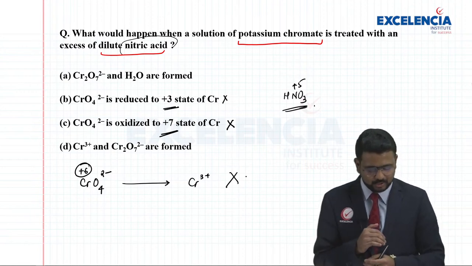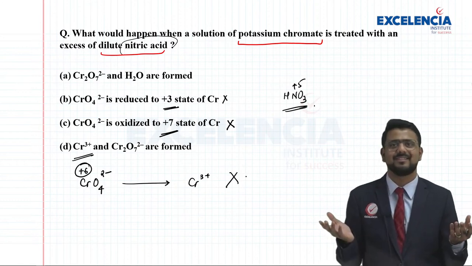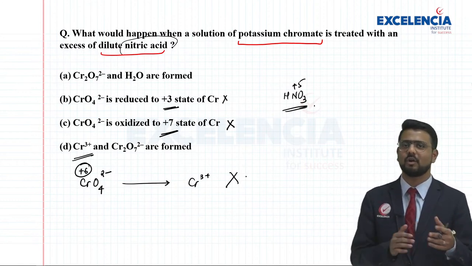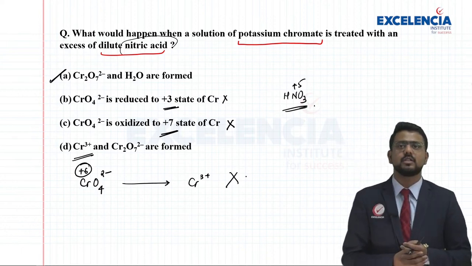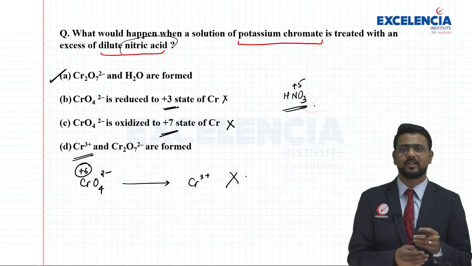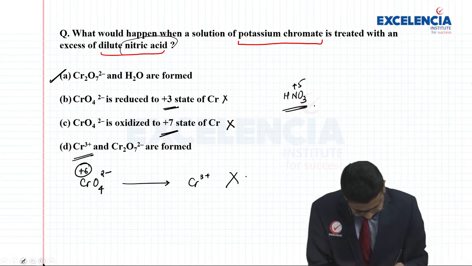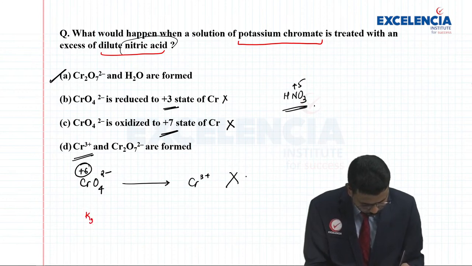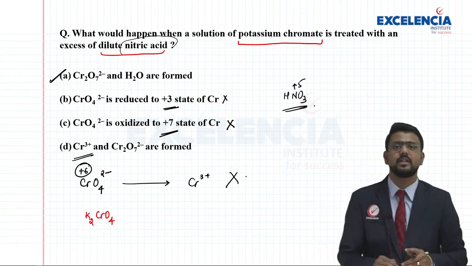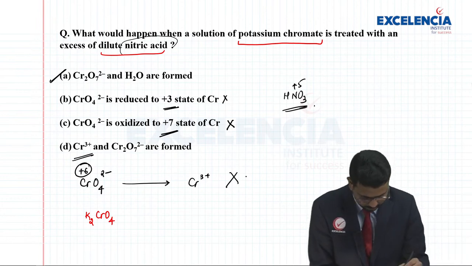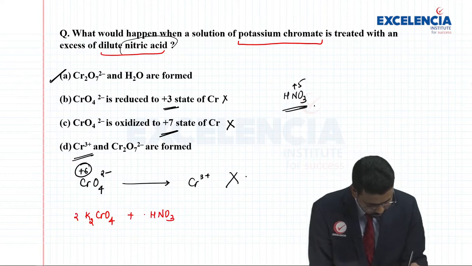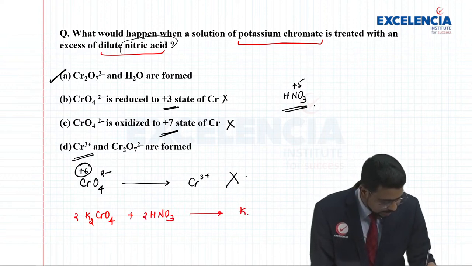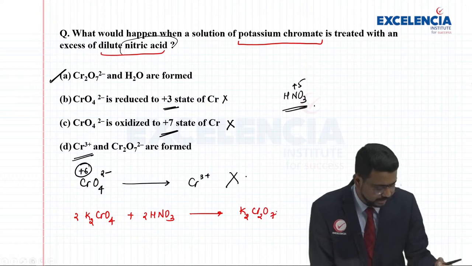Now, if you look at option D, again, you have Cr3+. The moment you see Cr3+, definitely it will not change into Cr3+, right? It's just that CrO4 2 negative changes into dichromate ion and water is formed. So basically here, if I write the reaction, you are going to have K2CrO4. As I told you, it is CrO4 2 negative. So potassium chromate along with HNO3. So 2 potassium chromate, 2 HNO3. Here you are going to get K2Cr2O7. That is nothing but potassium dichromate.